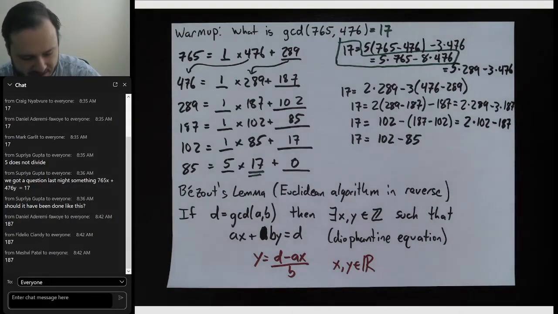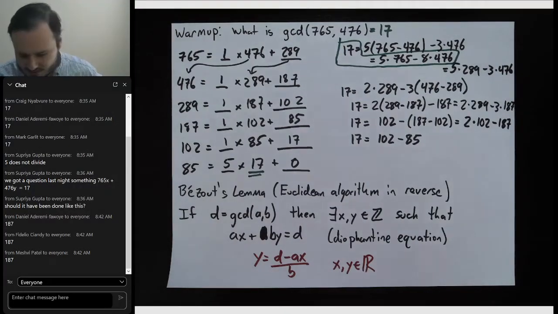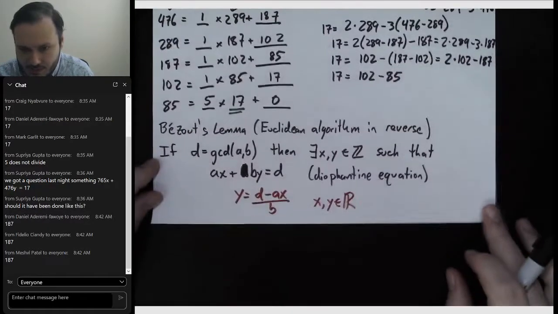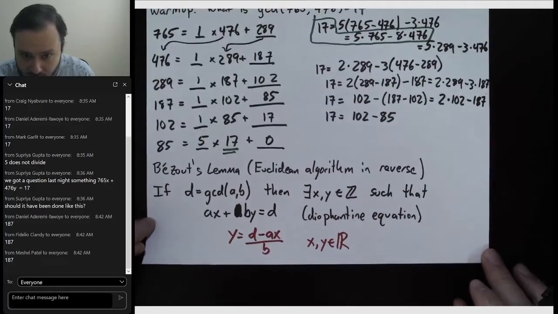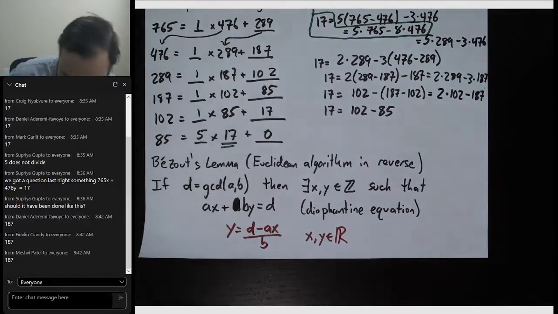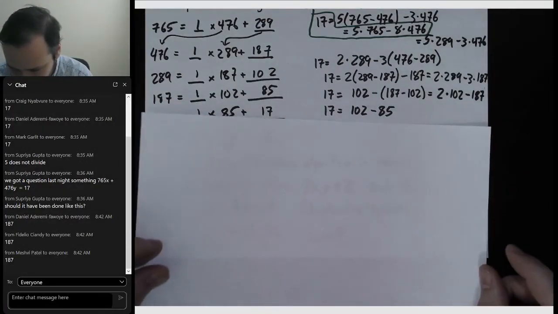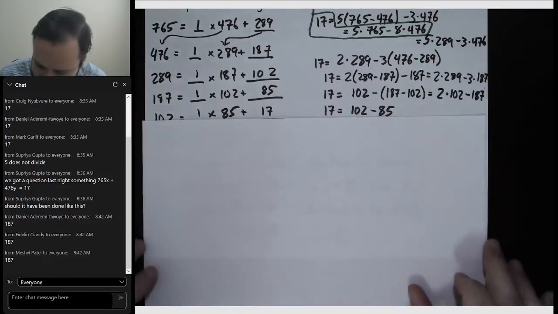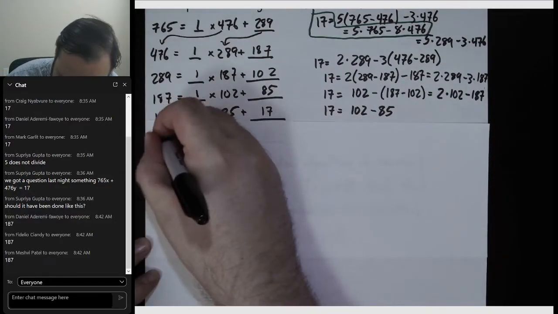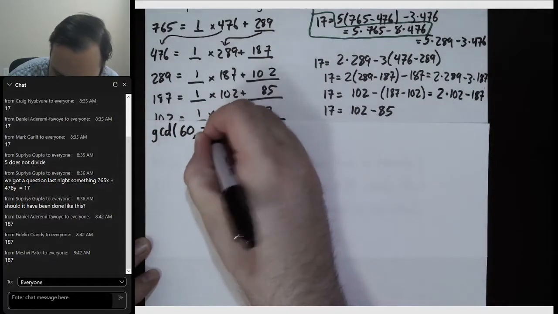Okay, I want to do this again. I want to do it with a smaller example, so it's a little bit easier to track what we were doing. Okay, so let's try this again. Let's look at the GCD of 60 and 25.